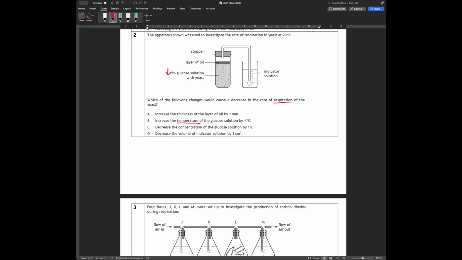It just might have an impact on us measuring the CO2, but that's a different thing. So the answer we're looking for there is going to be C.